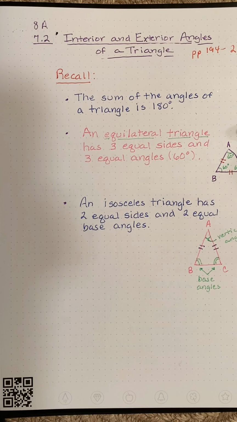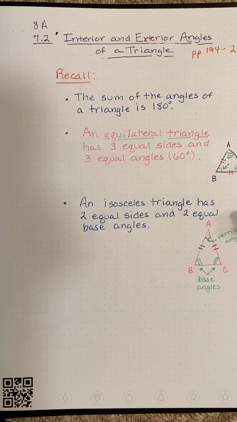And continuing, we also will recall that an equilateral triangle has three equal sides, noted by the double tick marks there, and also three equal angles, all equaling 60 degrees. So if a triangle is 180 and all angles are equal, 180 divided by 3 is 60. So equilateral triangles always have 60-degree measurements of their angles, noted by the single curves.